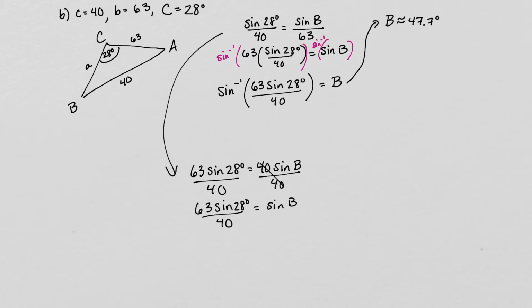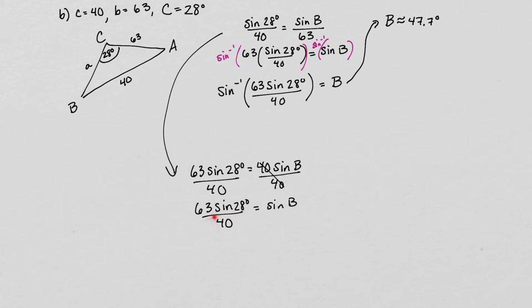Are you asking why at the beginning I didn't cross multiply to get 40 on both sides? Or why I picked to multiply both sides by 63? I just want to make sure I'm answering the right question. You could have cross multiplied at the beginning. That's what I did here, right? I came down here and said, well, you could cross multiply and get 63 sine 28 equals 40 sine B.